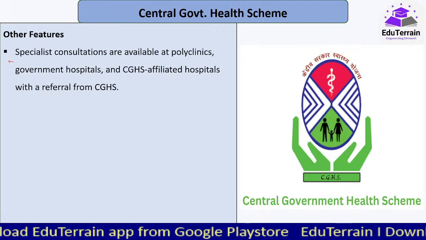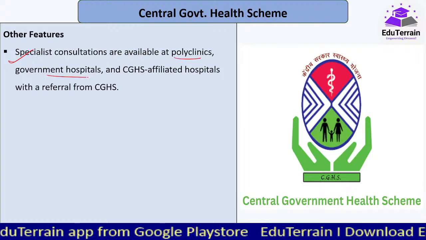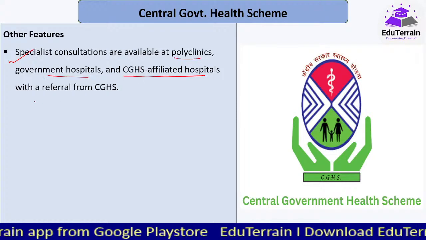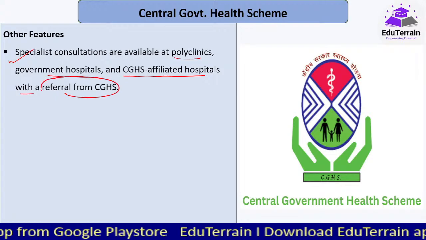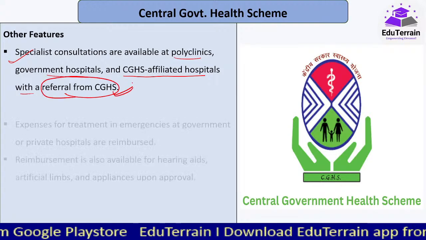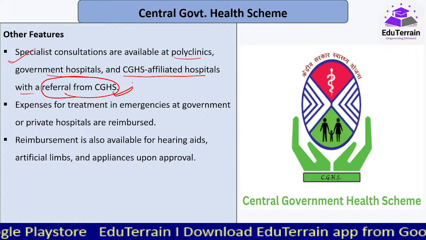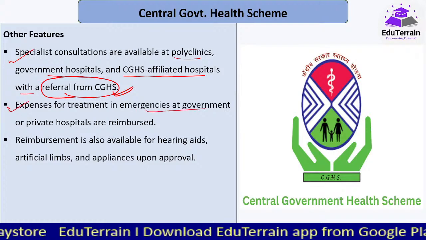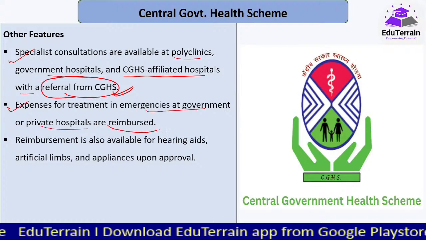Specialist consultations are available at polyclinics, government hospitals and CGHS affiliated hospitals with a referral from the CGHS, as I said, with approval and all that. Expenses for treatment in emergencies at government or private hospitals are reimbursed.